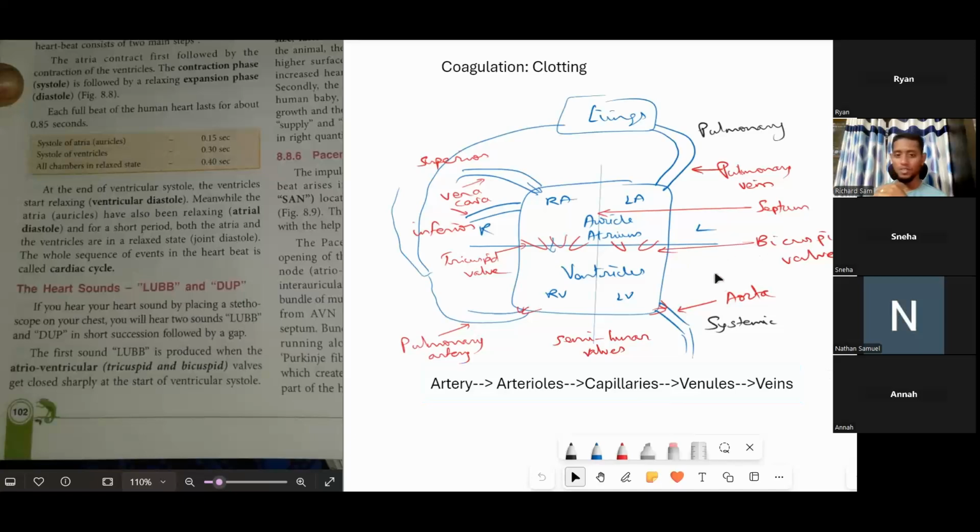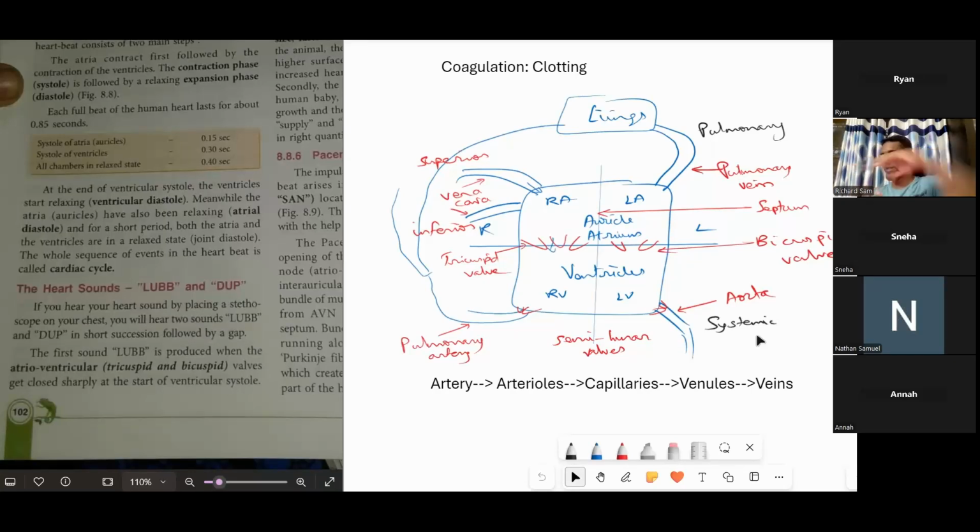Okay, so first the auricles contract. That time there's no valve that's closing, right? The valves, in fact, are open and all the blood goes into the ventricles. Next the ventricles contract. When the ventricles contract, blood tries to go back into the auricles, but who is blocking it? The valves. And those valves make the first sound that you hear, the lub sound.